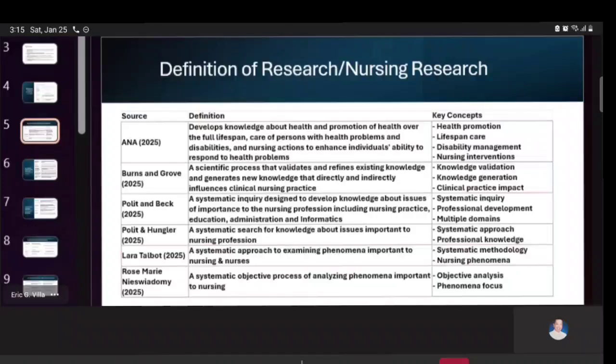On the other hand, there is a view focused on our professional development. Their definition broadens the scope beyond clinical practice, incorporating four key domains. Number one, practice; two, education; third is administration; and the last one is informatics. This multifaceted approach recognizes nursing research as a tool for advancing the profession and not just clinical care.